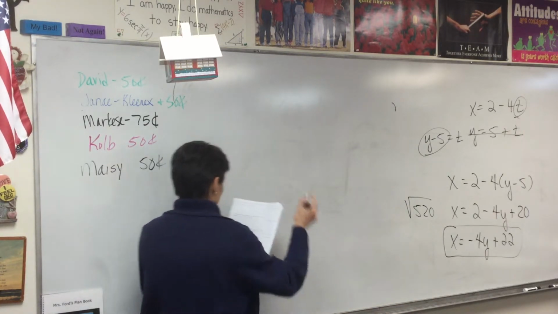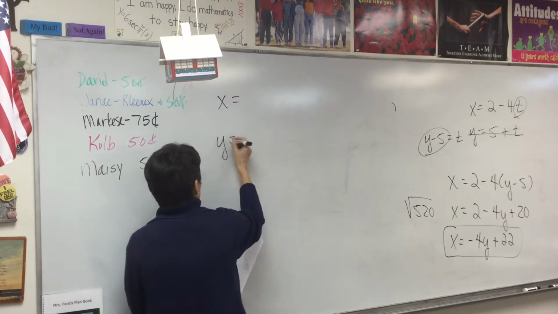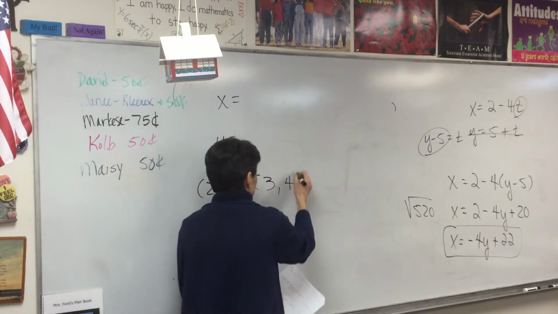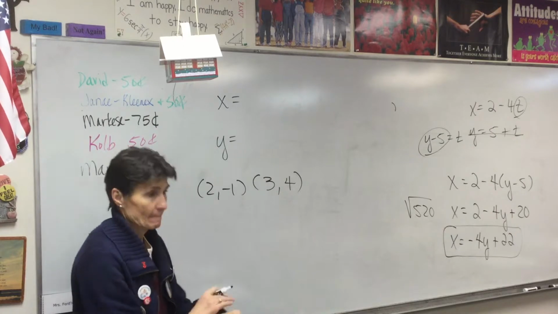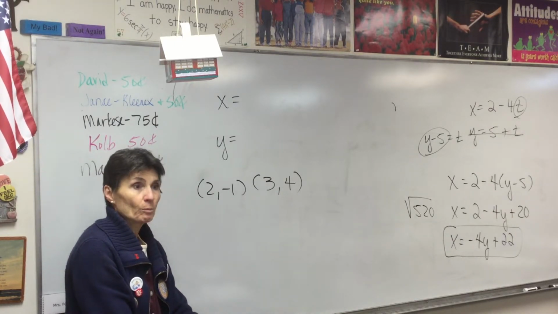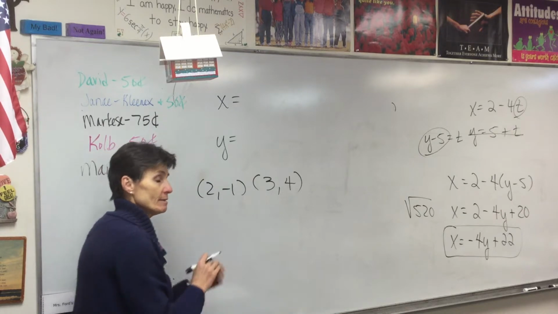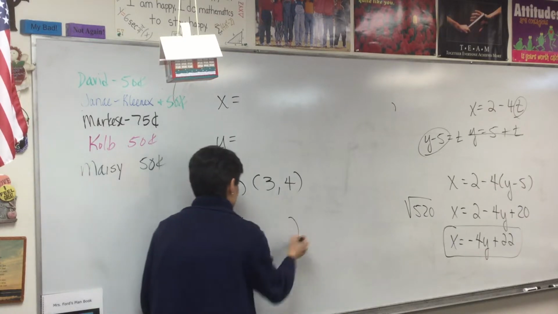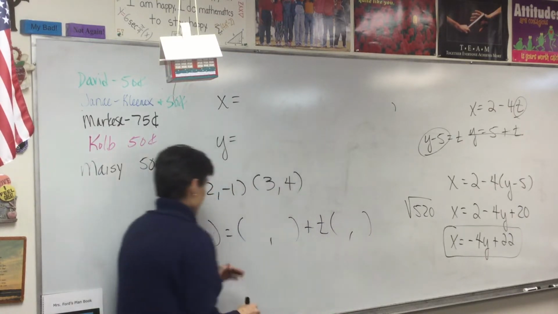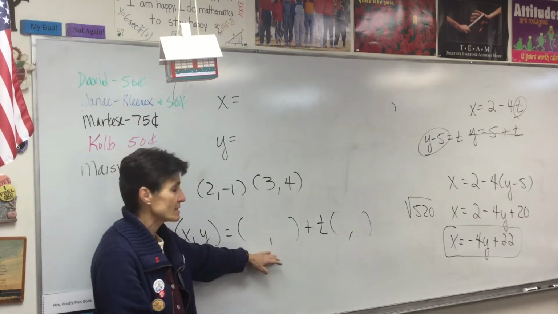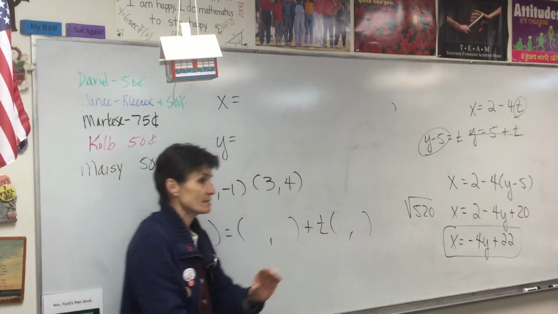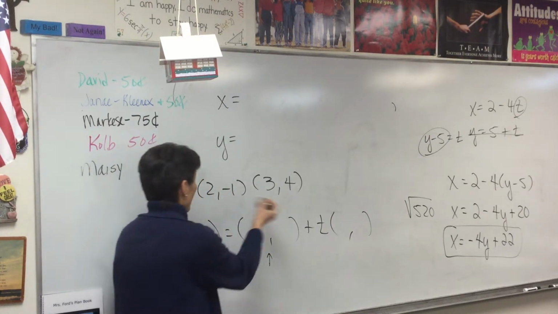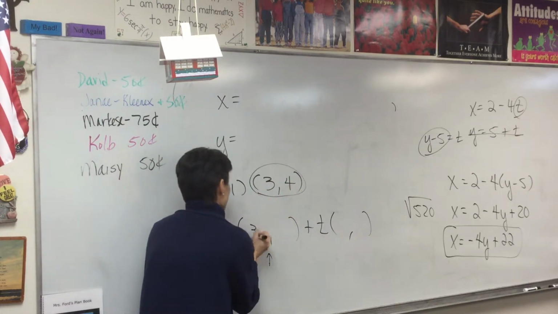Now we're going to write the parametric equation. So we're going to come up with x equals and y equals. And the points are 2, -1, and 3, 4. So we need the slope, right? My general format is going to be this every time. So it's going to be x, y equals parentheses plus t times parentheses. And in the first parentheses is going to go one of my points. I'm going to use 3, 4 this time.